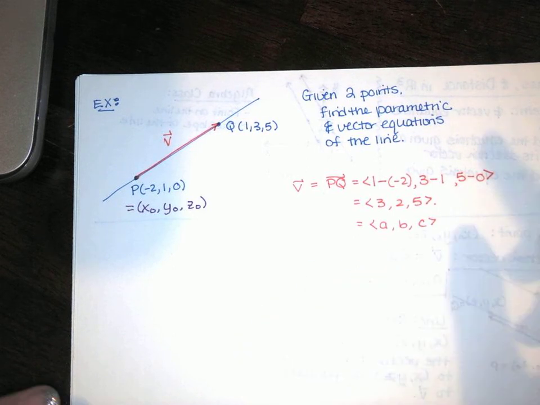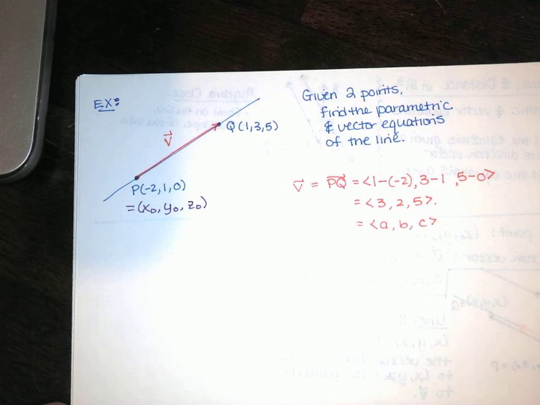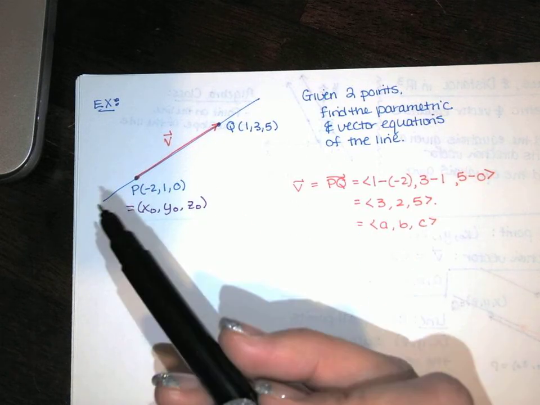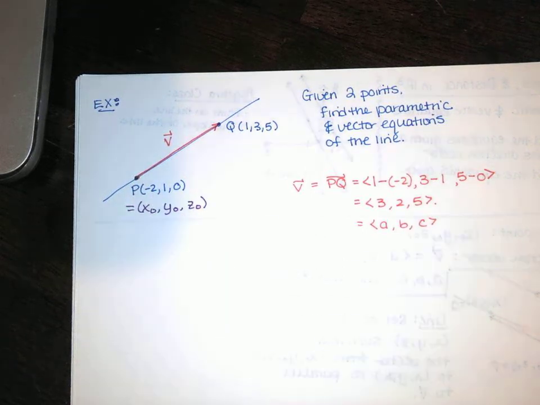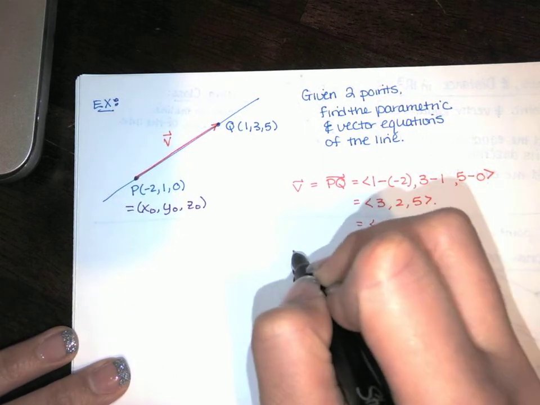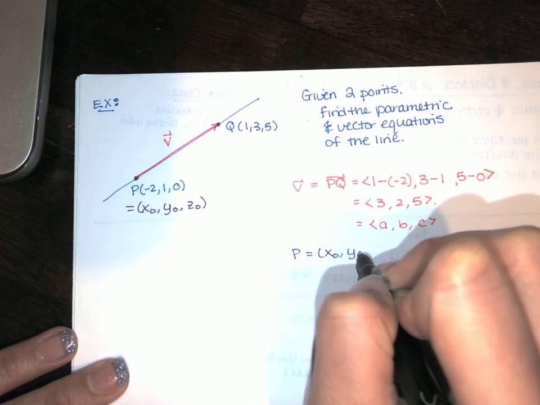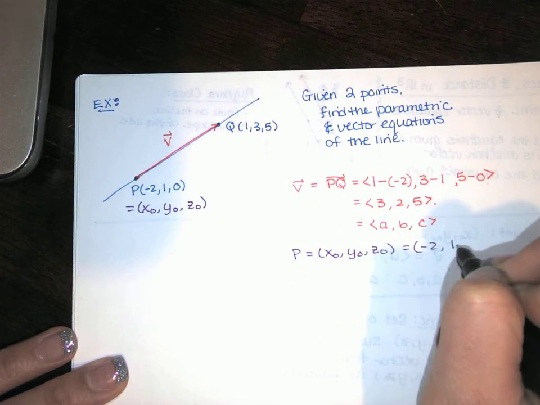And if you want all the points, you've got to multiply this by fractions as well, and irrational numbers, all of the real numbers. You multiply this by all the real numbers, and you add it to the coordinates of one of these points, and then you get the whole line. Okay, so that's your A, B, C, and I've decided to use P as my x naught, y naught, z naught. So that's -2, 1, 0.